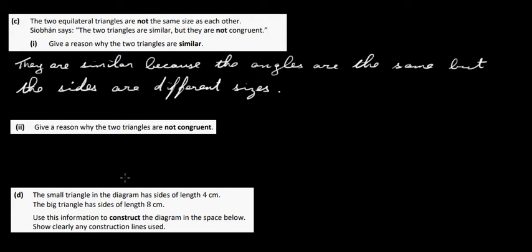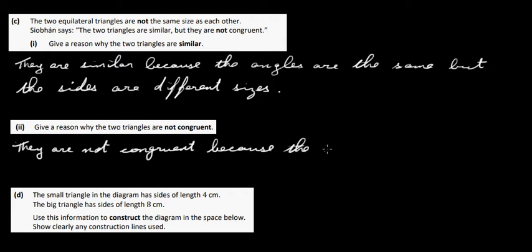Give a reason why the two triangles are not congruent. So they are not, I've already answered that really, they are not congruent because the sides are different.